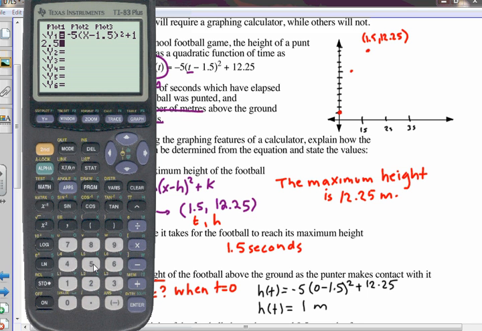Did I forget something? 12.25. There you go. And what should go to Windows? What's our minimum window for X? 0. Why does it make sense in the context of this question to start at 0? Can't be underneath the ground for height, and you can't have negative time. So 0, 2, our x value, we said at least 3, so maybe we should go to 4.